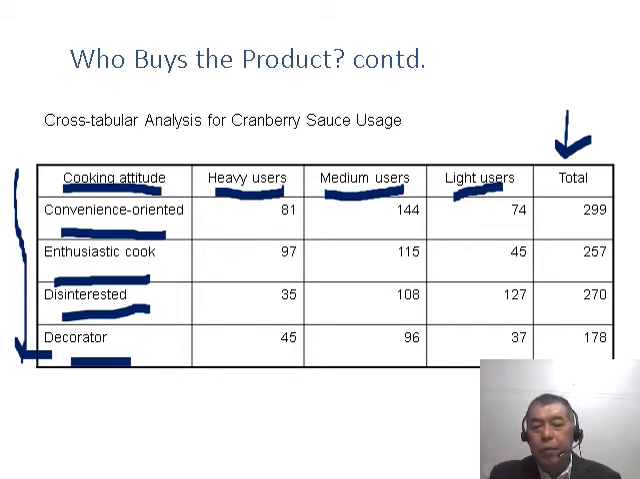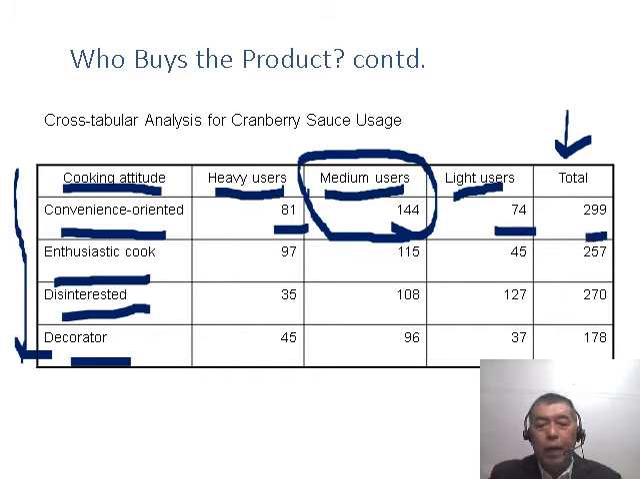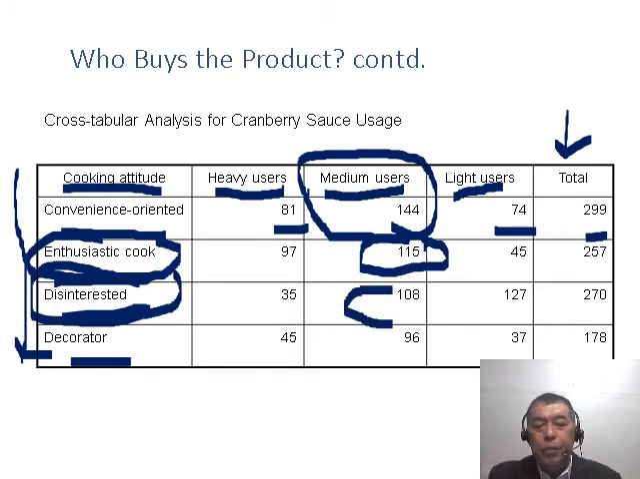You can see visually that in the convenience-oriented cooking attitude, the heavy users are second to the highest, and the highest are the medium users. Second is 81 and 74, total of 299. For the enthusiastic cooking attitude, you have again medium users. And for the disinterested cooking attitude, you have again the medium users.